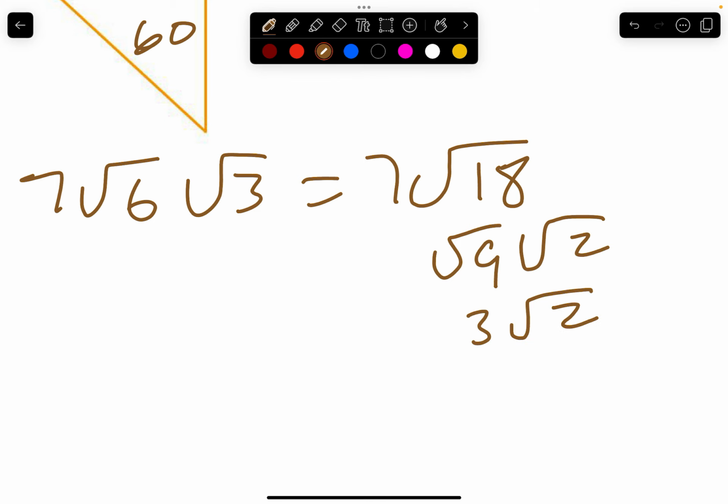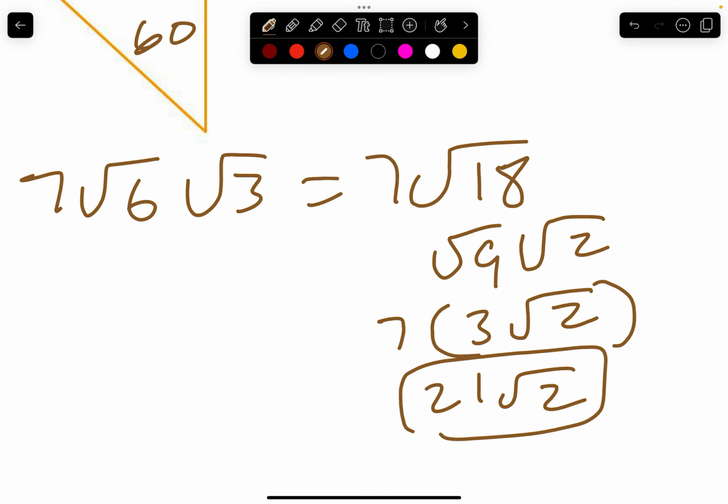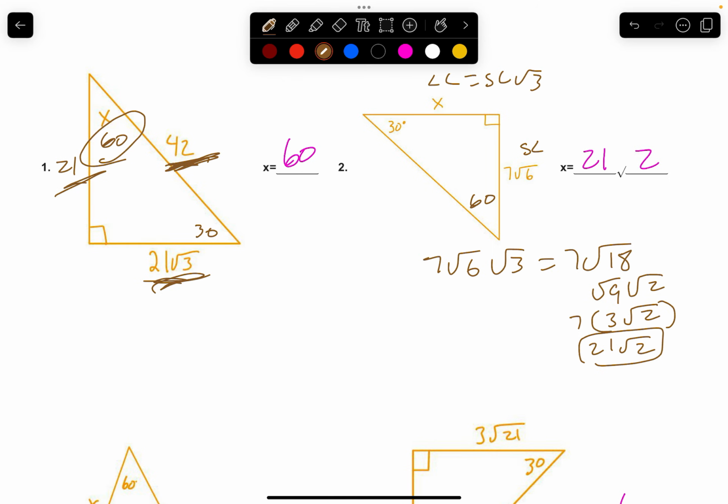So that is 3 root 2. Don't forget there's a 7 in front. 21 root 2. You have to keep going until you're fully simplified.